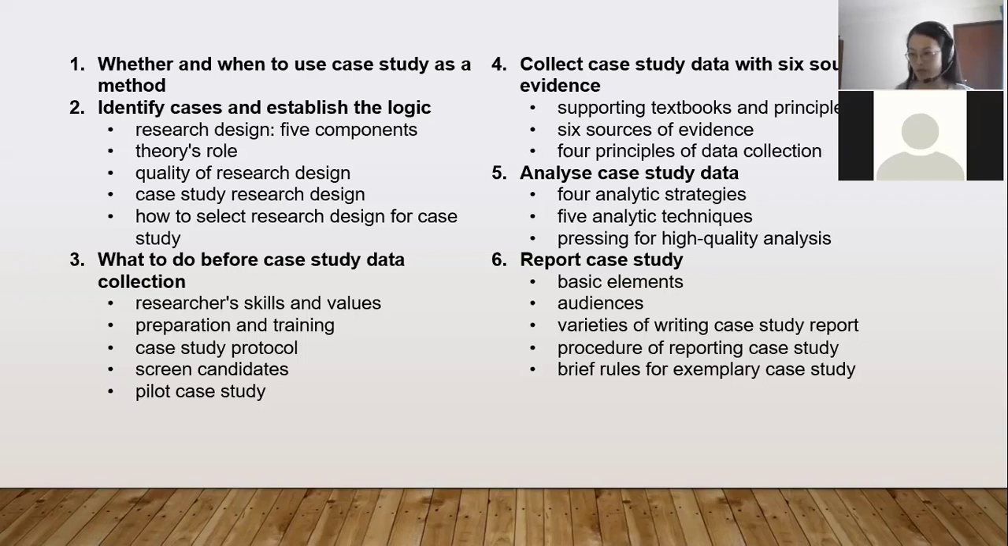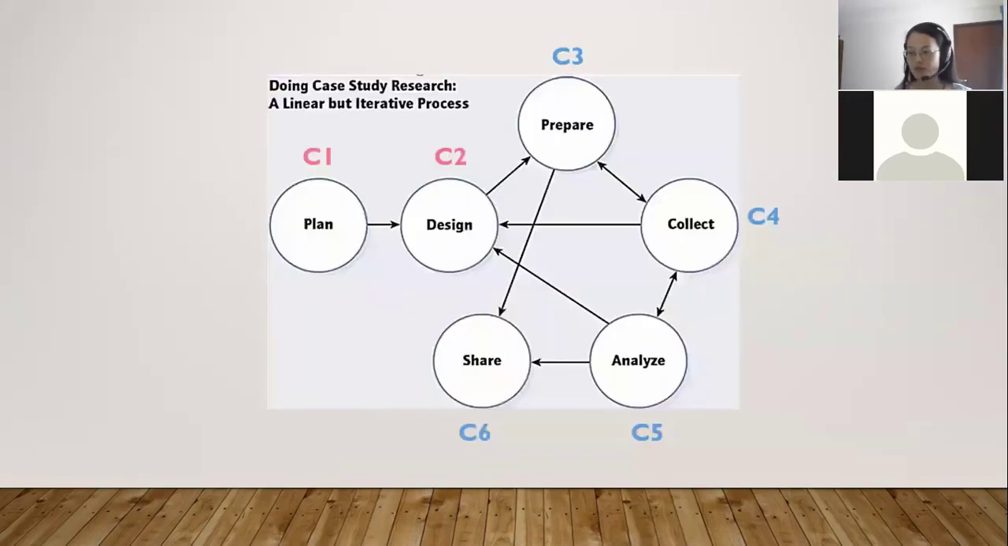Let's see the next. Here is the process, which is linear but also iterative. That means it can go backward and forward somehow along the way. Today's sharing will focus on the plan and design of case study research, and I will leave the remaining 4 cycles, 4 stages, to the remaining 4 events.